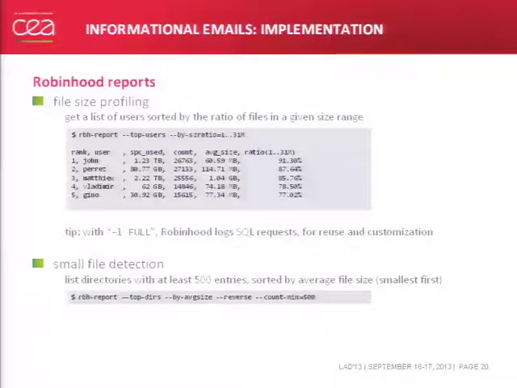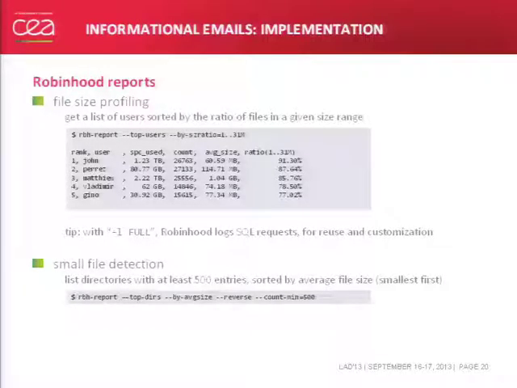So we use Robinhood tools to do those reports. So you can get, for instance, file size profiling per user. For the top users, the users having the most files, you can get the average file size per user and the ratio of files in a certain size range. For instance, between 1 and 31 megabytes. So we see that this user, for instance, has a very high ratio.